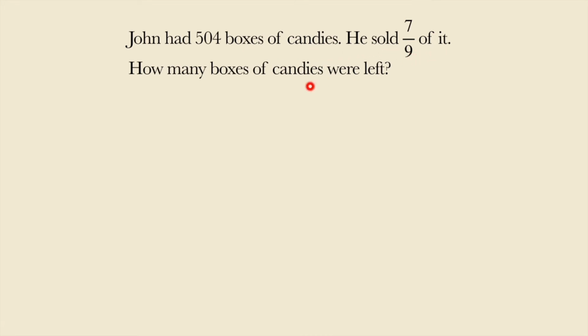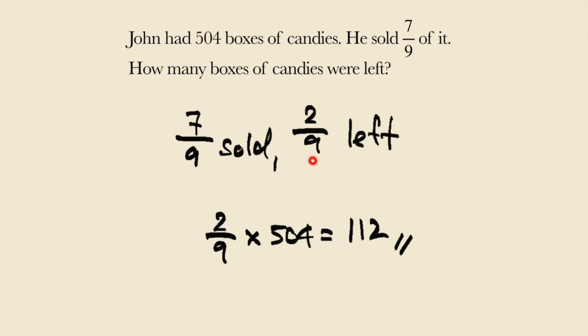Okay, now, how many boxes left? Well, if 7/9 as a fraction was sold, doesn't that mean 2/9 as a fraction was left? Yeah. So what's 2/9 of the 504? Again, "of" as in multiply. So 2/9 of 504 is 112.